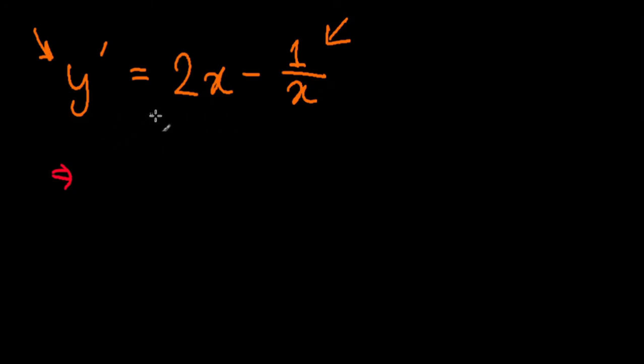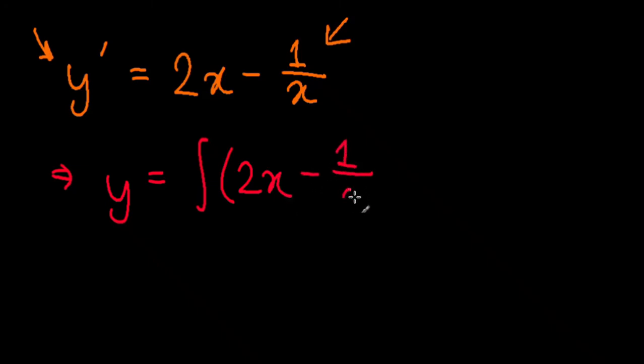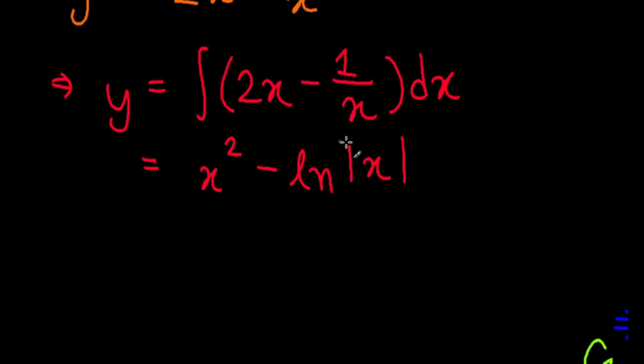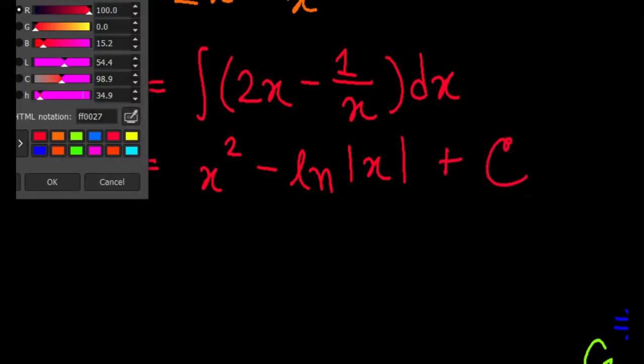If I take the antiderivative of both sides, on the left I just get y. On the right, taking the indefinite integral, I get x squared divided by 2 minus, since 1 by x integrates to the natural log of the absolute value of x. And this is not enough. You're taking an indefinite integral, so you have an arbitrary constant.